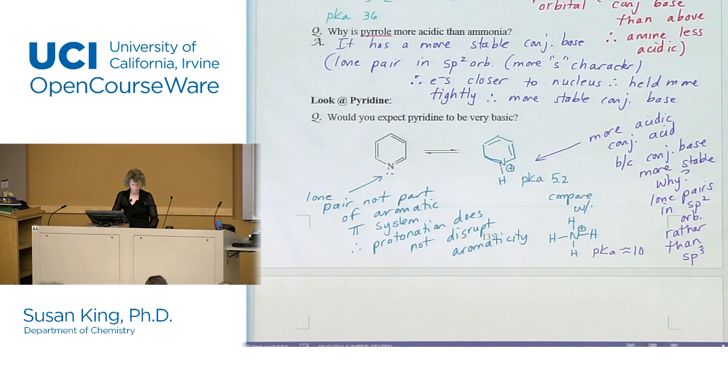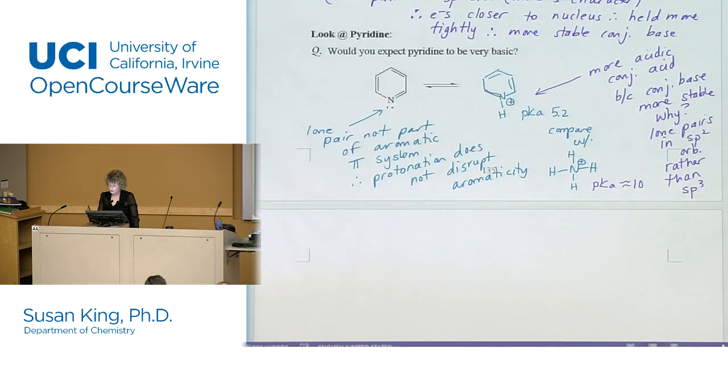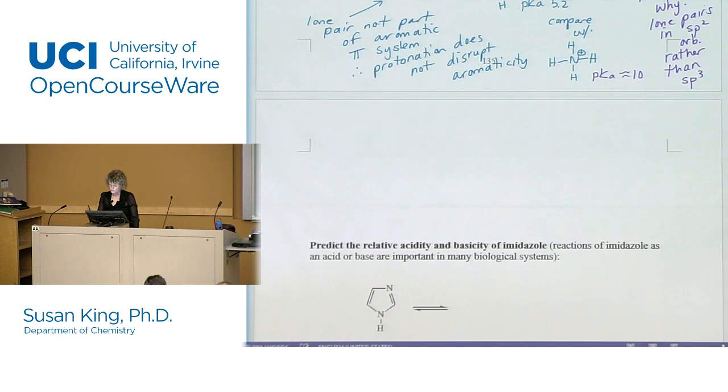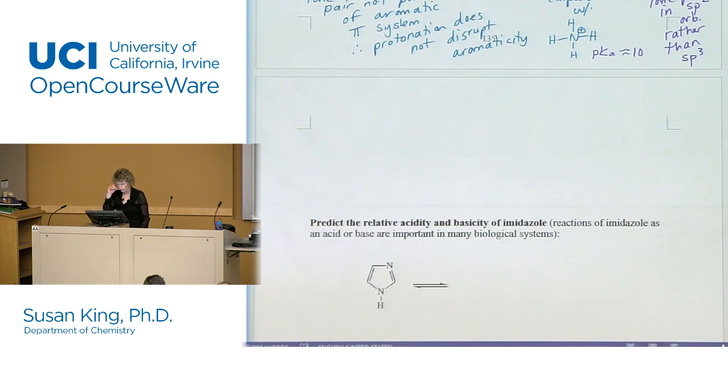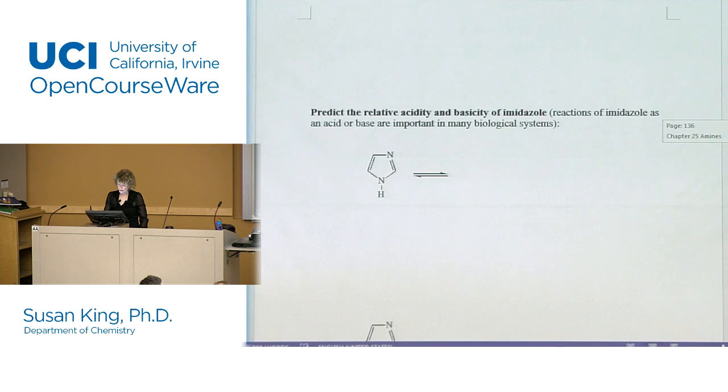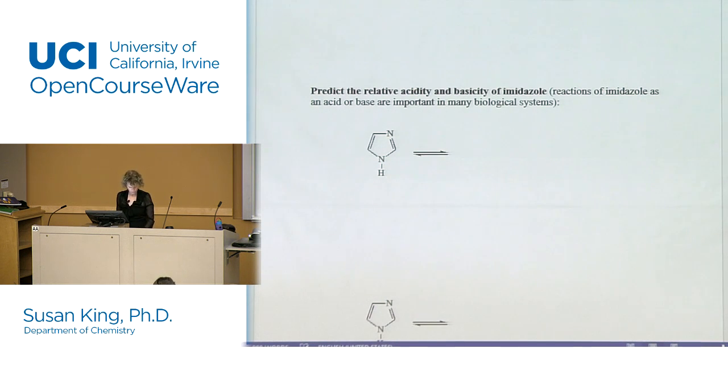All right, so this helps us when we have some of these heterocycles that you see in bio. You'll see these appearing. Things like histidine, things like that. And we want to be able to predict acidity and basicity of these compounds. So let's look at imidazole. Reactions of imidazole as an acid or base are important in many biological systems. And now, hopefully, you're going to be able to look at that and tell me what happens if we add acid to this. Where are we going to protonate? Top or bottom nitrogen? Top.